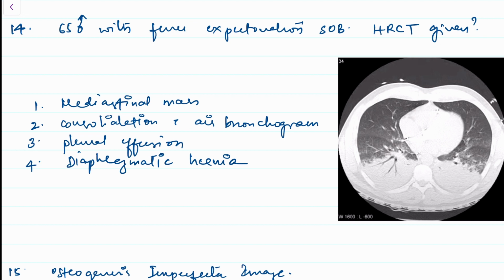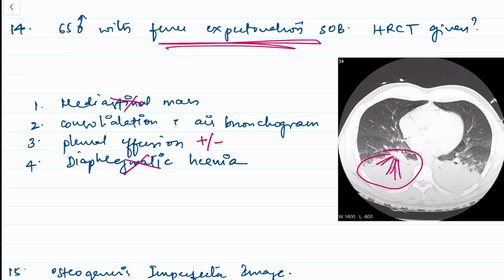Next up, a 65-year-old male with fever and expectoration. So fever, expectoration, they are expecting something like pneumonia. So without even seeing this, mediastinal mass is out of the question. Diaphragmatic hernia is out of the question. Pleural effusion is plus or minus out. So next we see the image. You see clearly there is consolidation, and this dark one is the bronchus. So this is air bronchogram with consolidation.